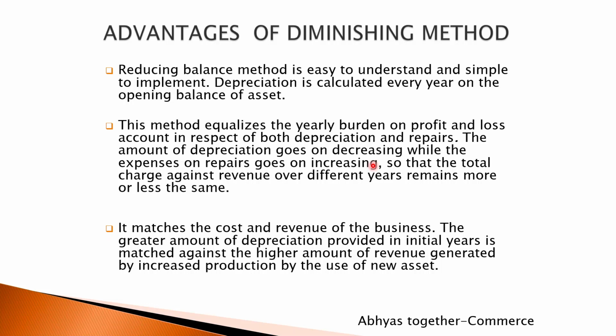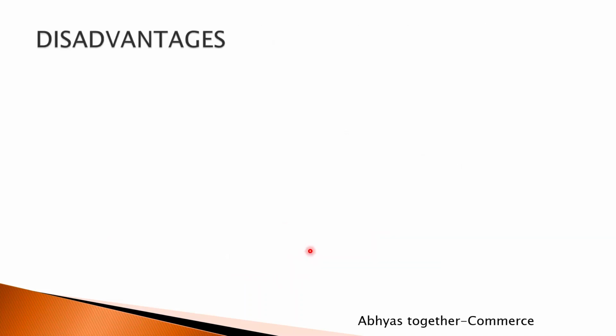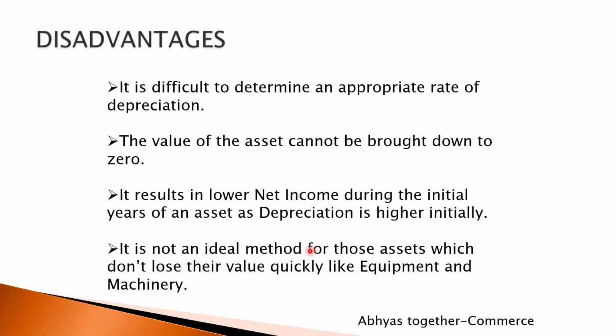So in the initial years, under this method, a higher amount of depreciation is charged, and in the coming years a smaller percentage, a lesser amount of depreciation is charged on the remaining worth of the machinery. Thereby it matches both cost and revenue of the business and helps to run the business smoothly.